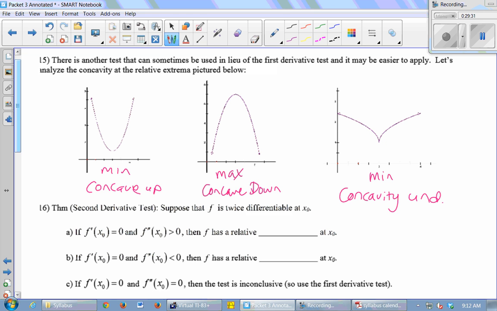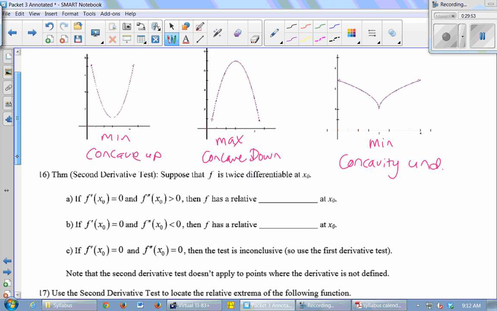So here's our second derivative test. First, before you can use it, f has to be twice differentiable. That means you have to be able to take its first derivative and its second derivative. So if you have a corner point, it's not even one-time differentiable. You can't take a derivative there. So f has to be twice differentiable.